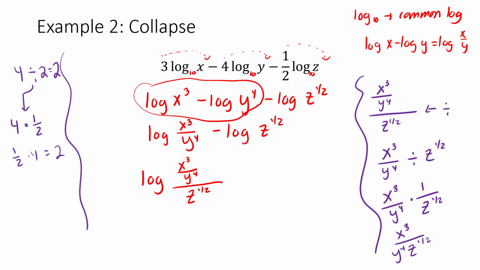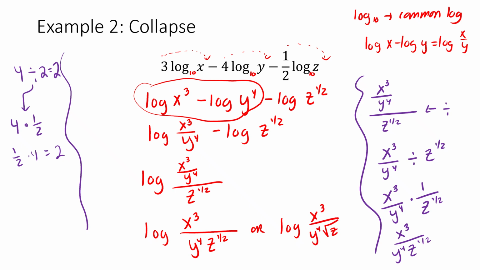So this messy looking thing here could be written as x to the third over y to the fourth z to the 1/2. Or you could do this, x to the third over y to the fourth square root z. That might open up another can of worms because now we have a square root in a denominator. I'll put a big question mark there. But a little reminder that an exponent of 1/2 is the same as a square root.